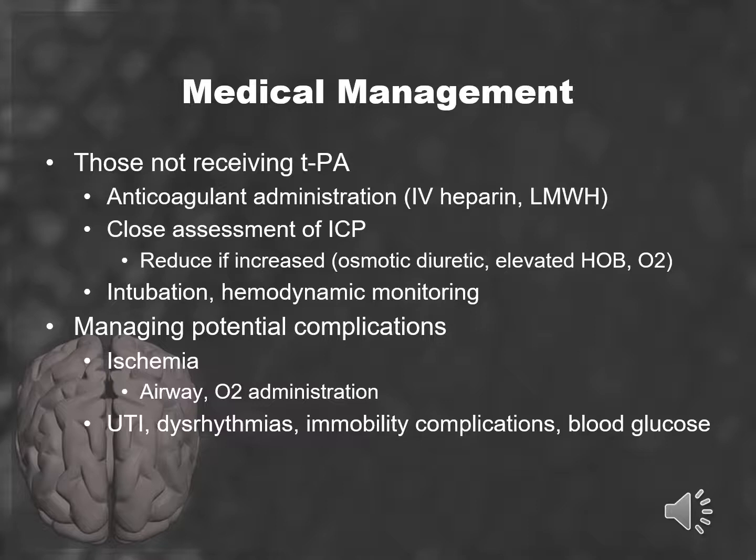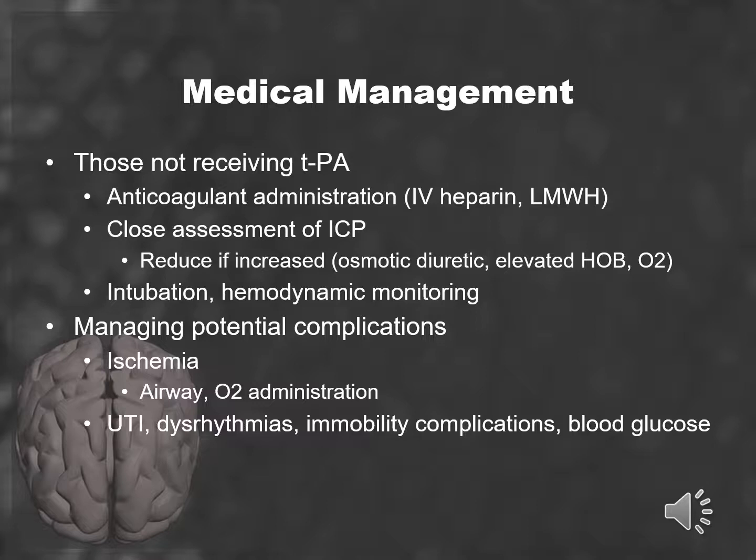Some of the potential complications is obviously ischemia. So with an ischemic stroke, I'm going to expect them to have a lack of oxygen to the area of the brain that's affected. So my priorities with a patient who's having a stroke goes back to my ABCs. So I want to make sure that they have an airway and that they're breathing appropriately to maintain oxygen to their tissues. Other complications associated with a stroke include things like UTIs, dysrhythmias, and then especially if they have a lot of weaknesses from it and have become immobile, they're going to have those complications associated with being immobile, like blood clots and pneumonia and skin breakdown.